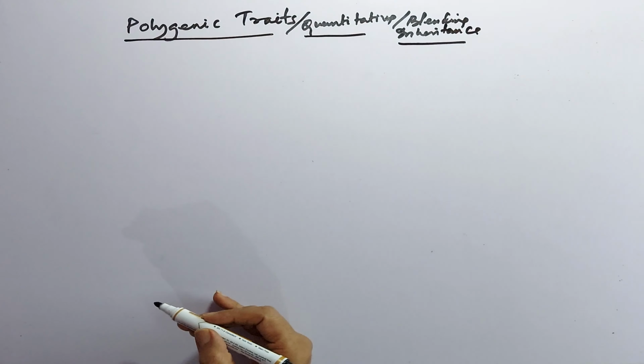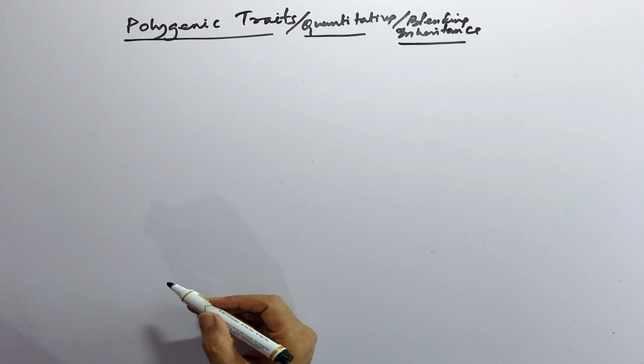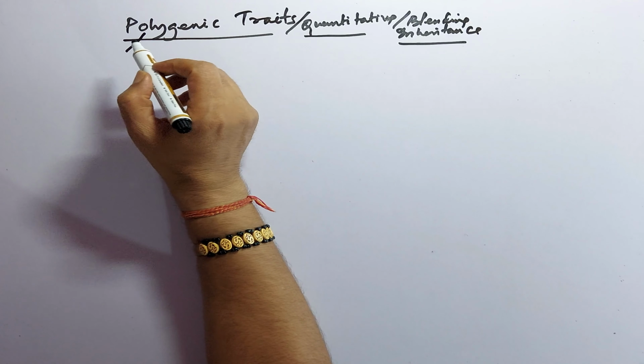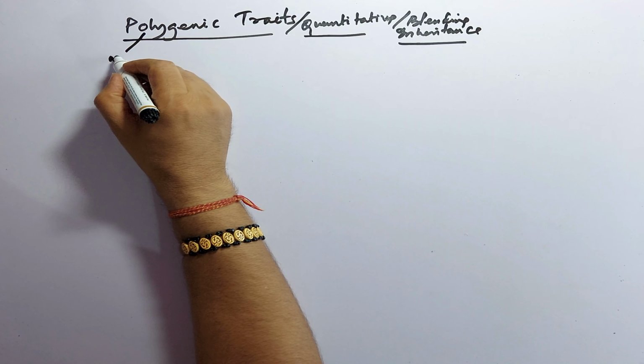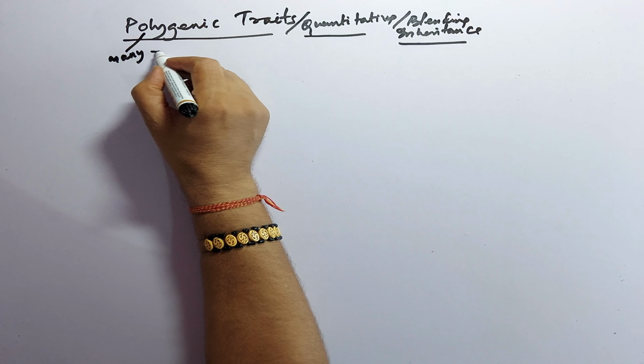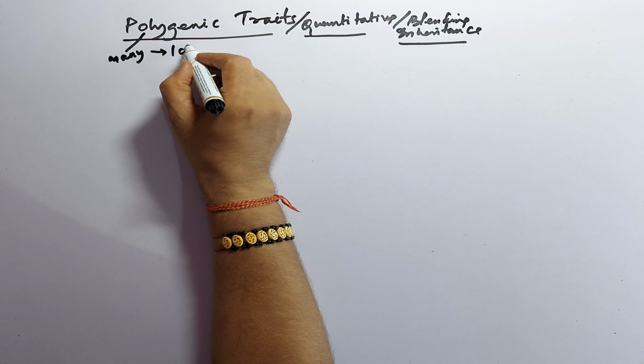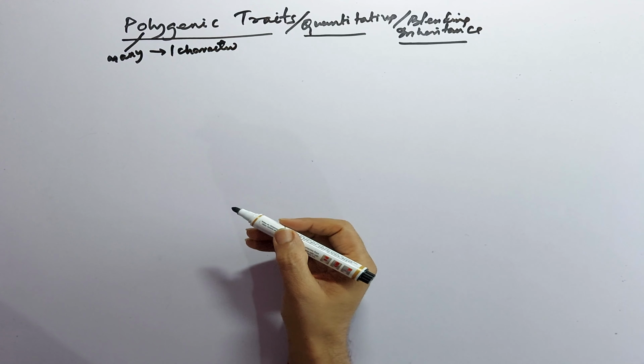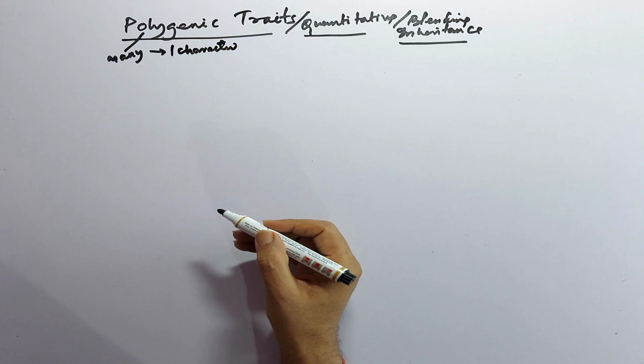So we will discuss what we mean by polygenic traits, or quantitative, or blending inheritance. Polygenic means more than one gene, or many genes, but one character. This is polygenic, and here interallelic gene interaction also occurs.